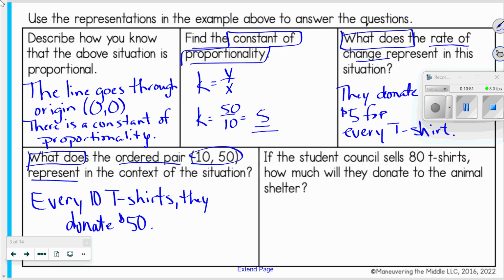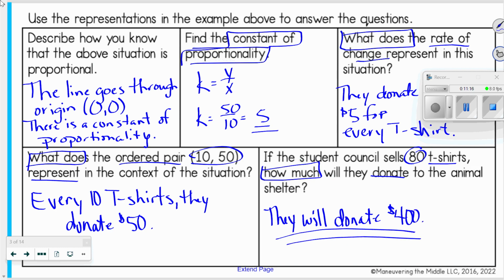And if the student council sells 80 T-shirts, how much will they donate to the shelter? Someone hasn't answered yet. I have this answer. They will donate $400. So the easy way to do that is 80 times 5, which is 400. I showed my work. Questions on any of those?